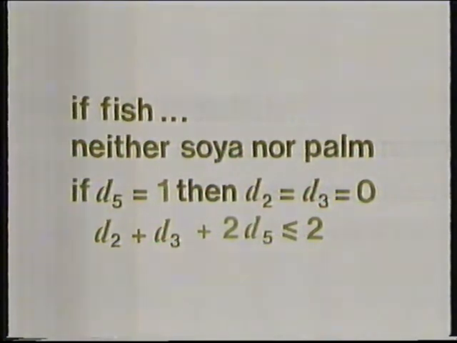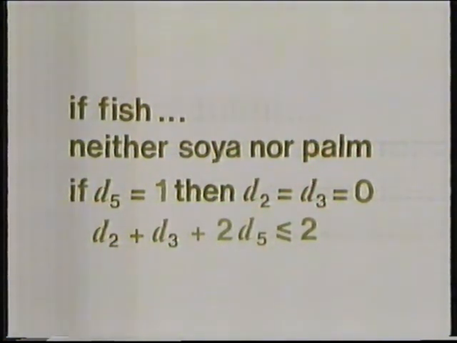On the other hand, if fish is off, substituting D5 equals 0, we get this constraint which allows us to have soya or palm or both. So this is it. By means of 3 extra 0, 1 variables and some more constraints, we've modelled our logical restriction.